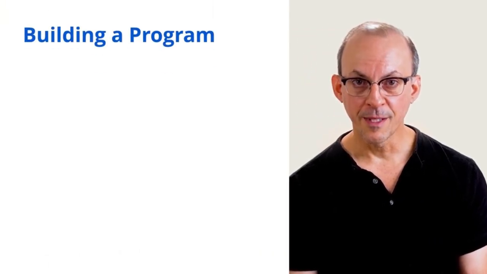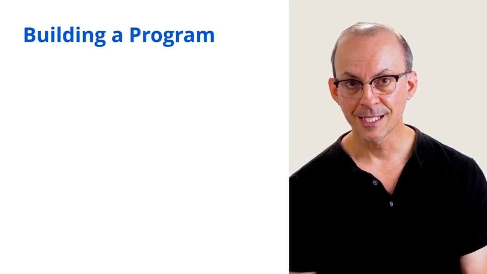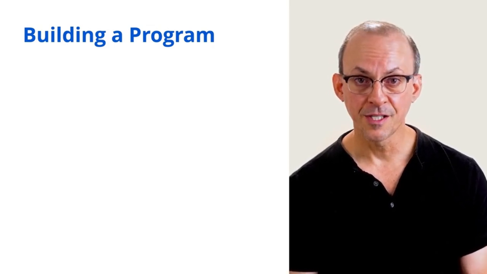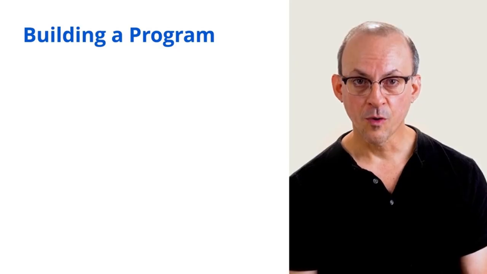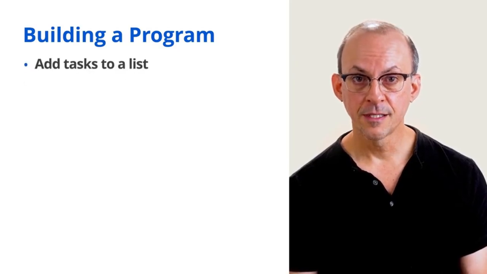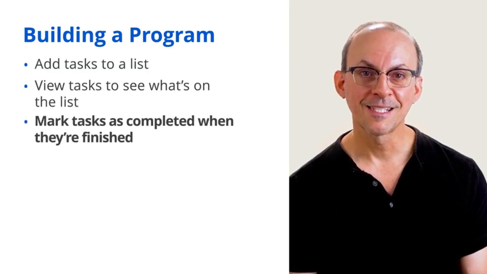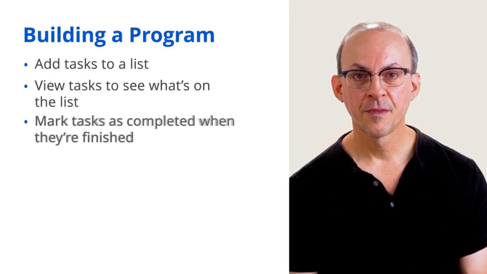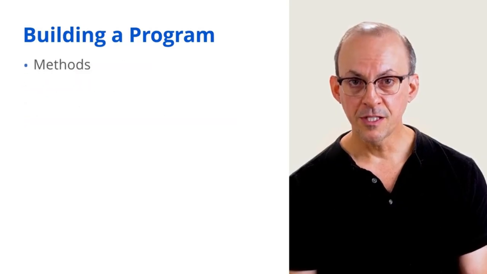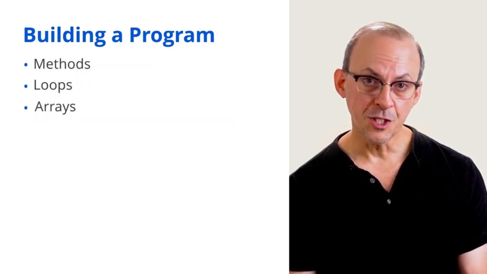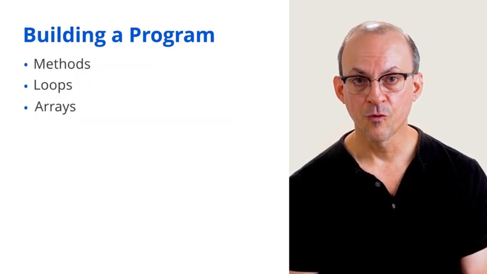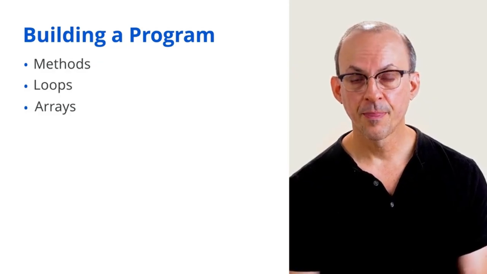When building a program, it's helpful to break it down into smaller tasks, which makes it easier to write and understand. In this program, we will add tasks to a list, view tasks to see what's on the list, and mark tasks as completed when they're finished. To do this, we will use methods, loops, and arrays. Each part of the program will have its own task to perform, making it easier to work with.